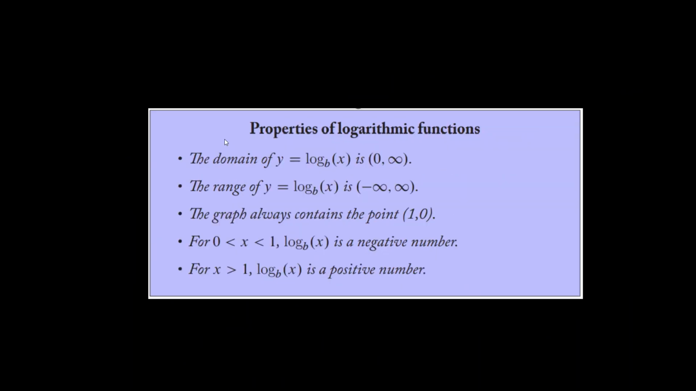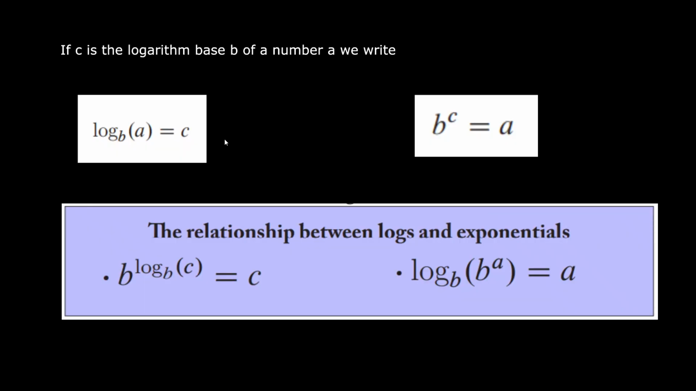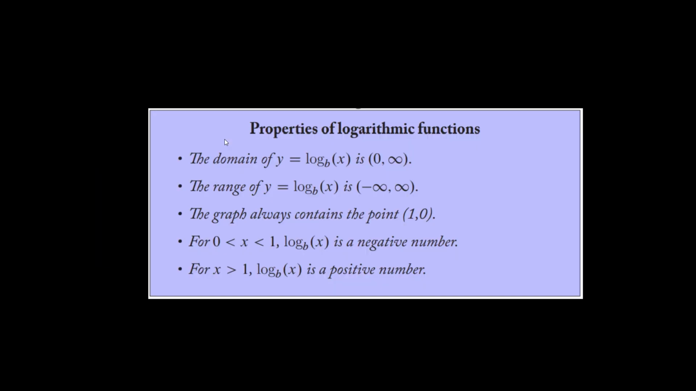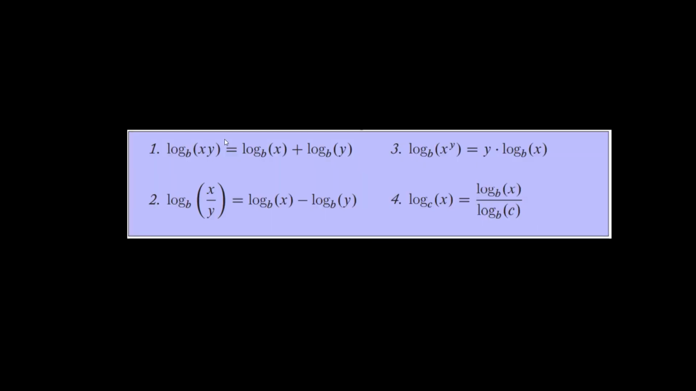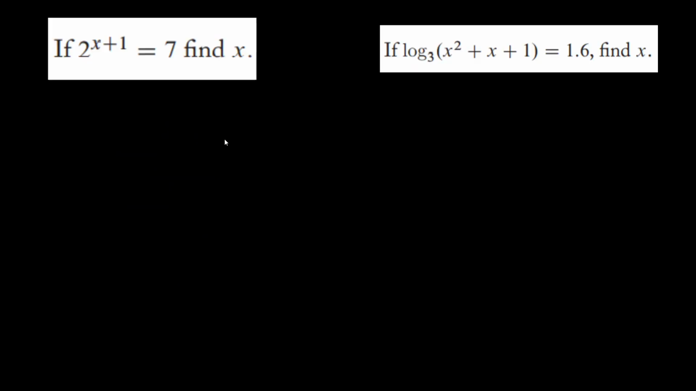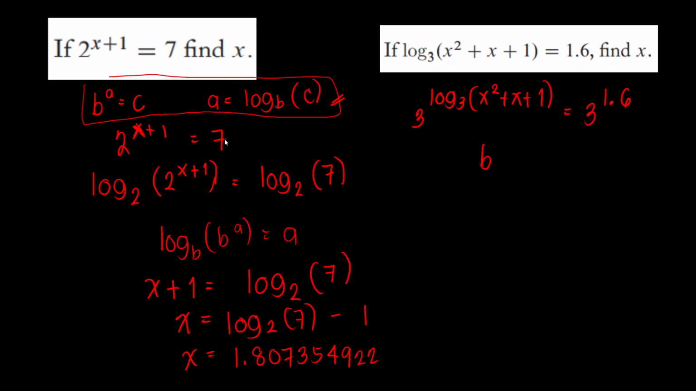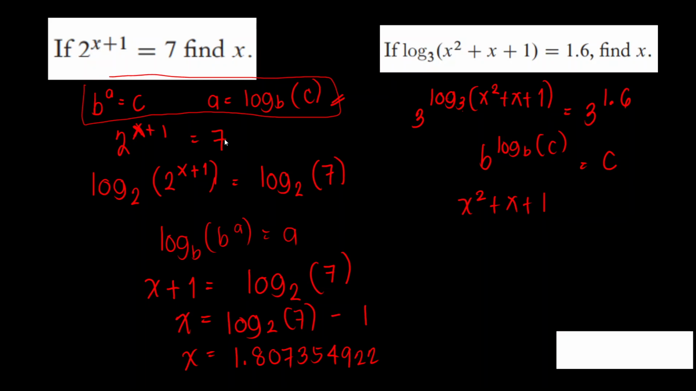So, balikan natin yung properties ulit kanina. Sabi niya, b raised to log b of c is equivalent to c. Okay. B raised to log b of c. Okay. Oops. B raised to log b of c is equals to c. So, ito yung base natin. Ito yung log 3, log b, c is equals to c. So, ito ay equivalent, x squared plus x plus 1. Ito ay equivalent dito.